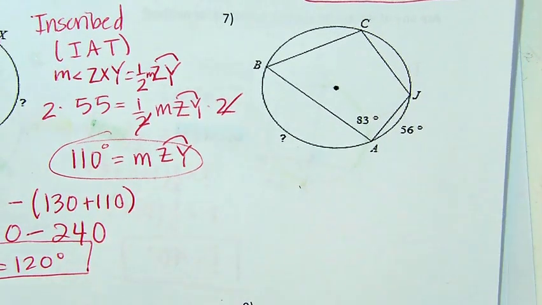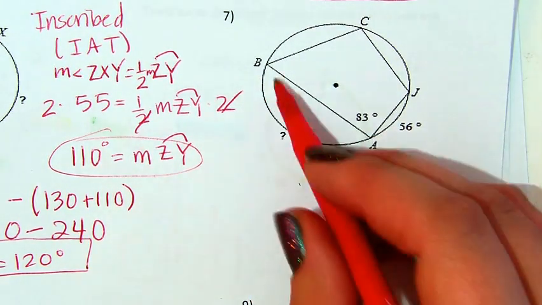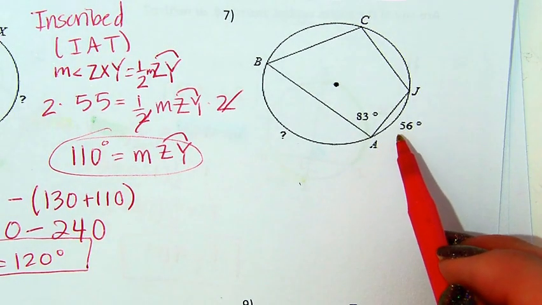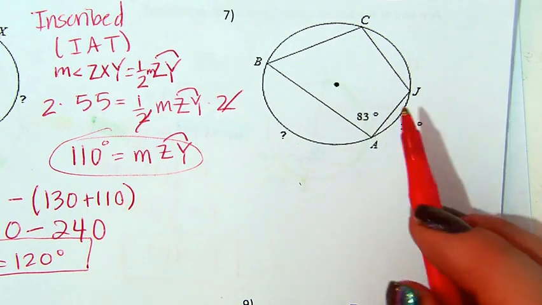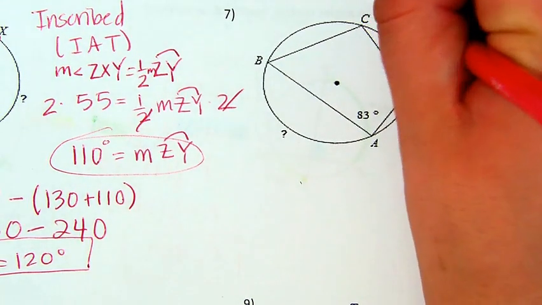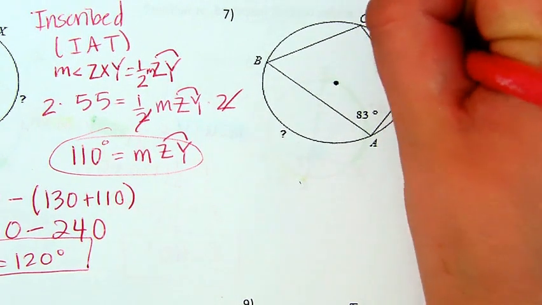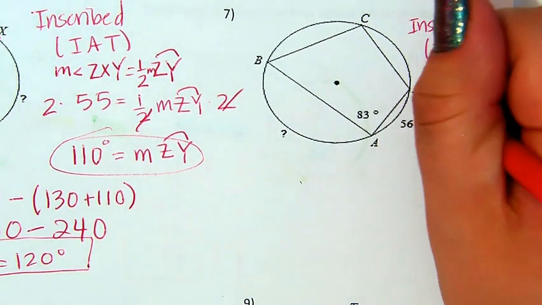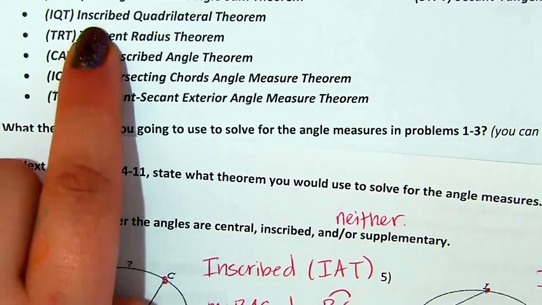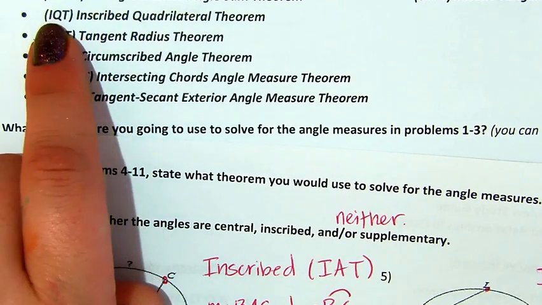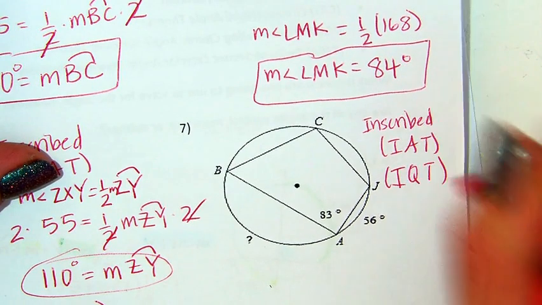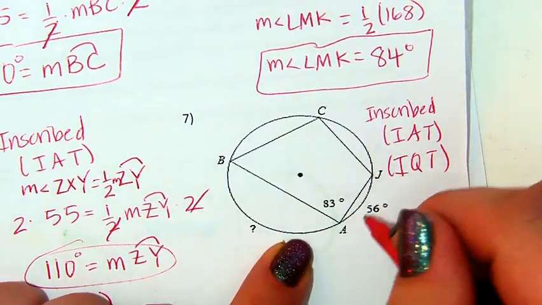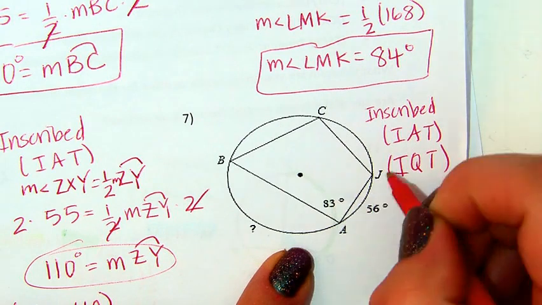Number 7 here. Here we're trying to find this arc. And from what I have here, I have an inscribed quadrilateral. So I have inscribed angles. So I'm going to want to use IAT, but I also have a quadrilateral. So on the front page, inscribed quadrilateral theorem is something I'm going to want to look at. IQT as well. So this piece is 83.